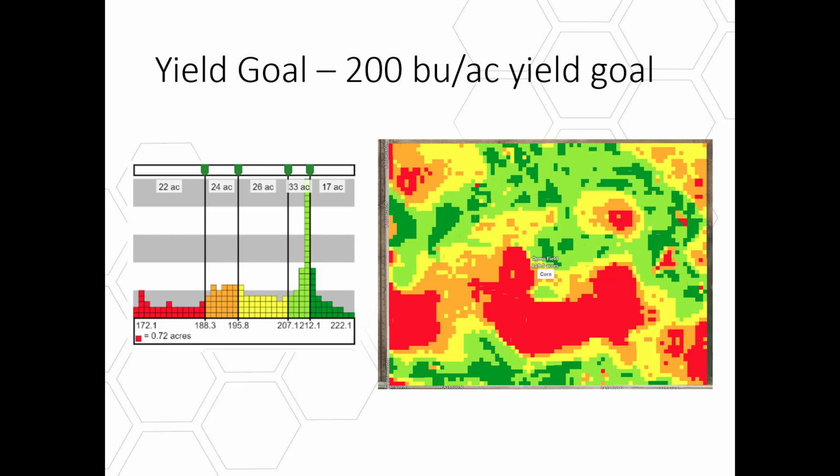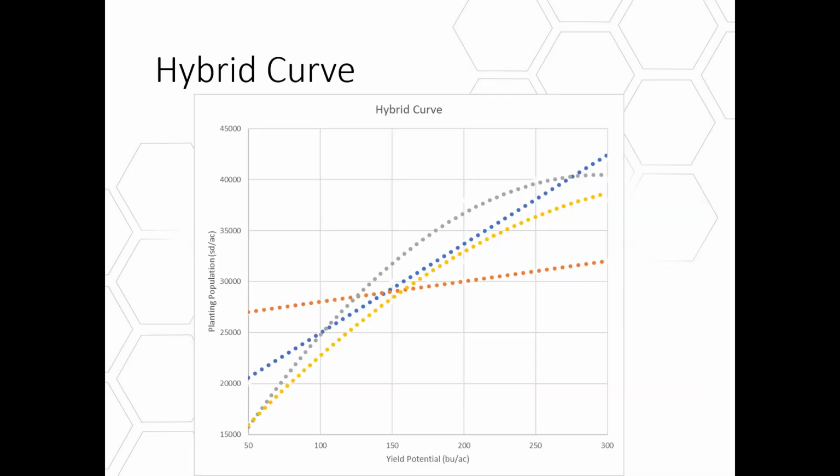To create a variable rate recommendation, we need to add a yield goal to the field. This yield goal is entered in the seed plan of Advantage Acre. From the yield goal, management zones are created around the variability in the field from the productivity index. The final step is to match a hybrid response to population.